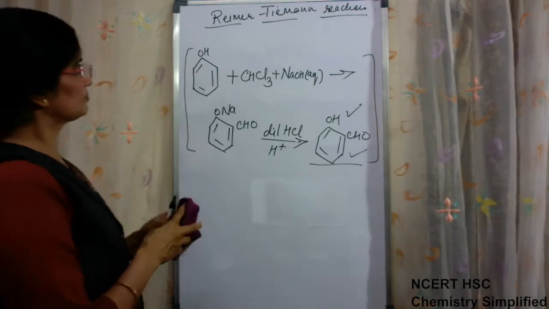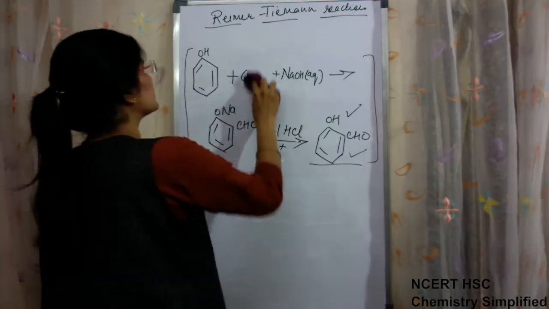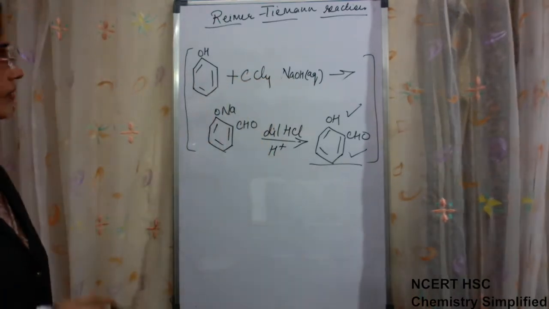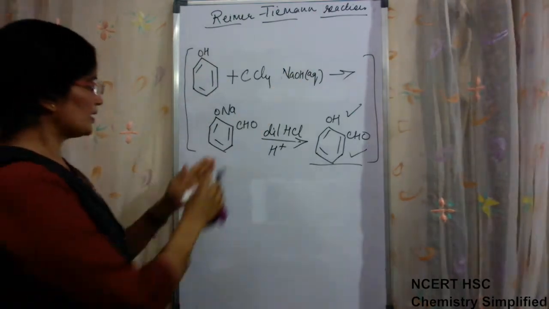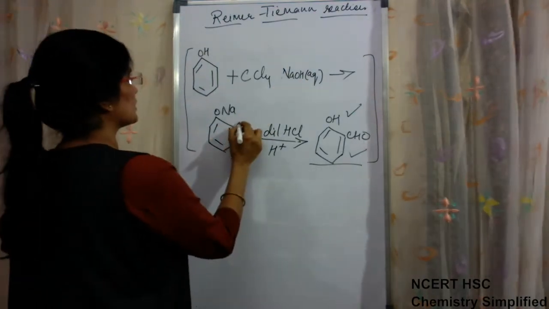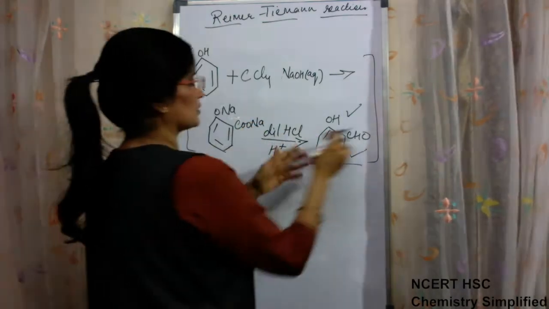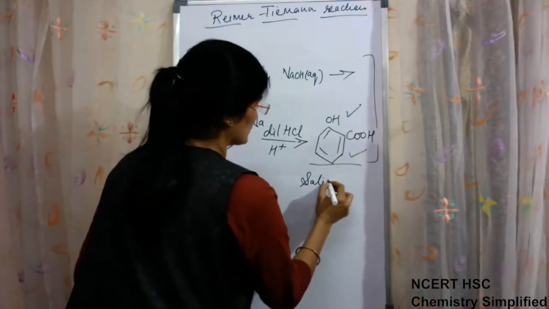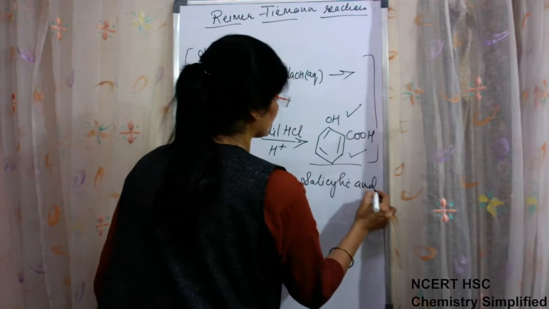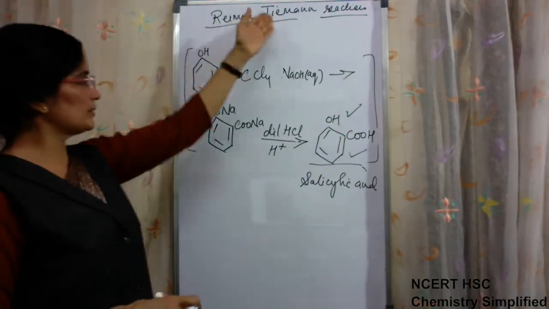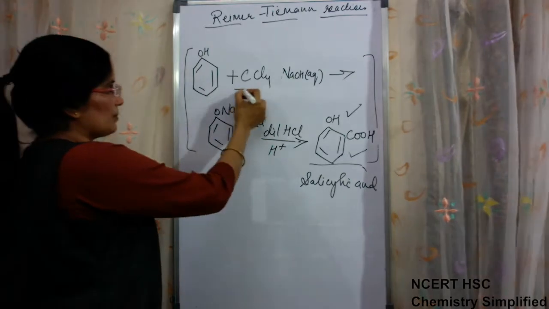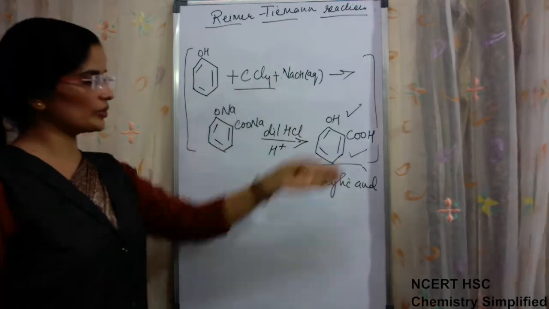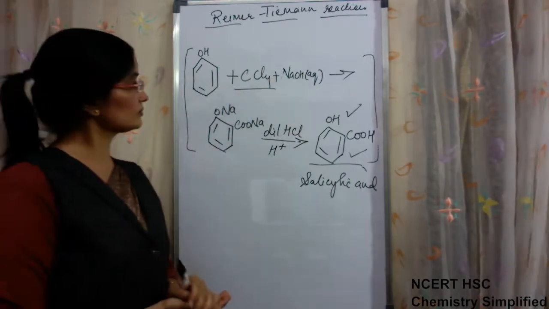Now the same reaction, if instead of CHCl3, CCl4 is used, then also it is the Reimer-Tiemann reaction. But this time the product obtained here is COOH, that is salicylic acid. So both are Reimer-Tiemann reactions, but when carbon tetrachloride is used, the product is salicylic acid. When chloroform is used, the product is salicyl aldehyde.